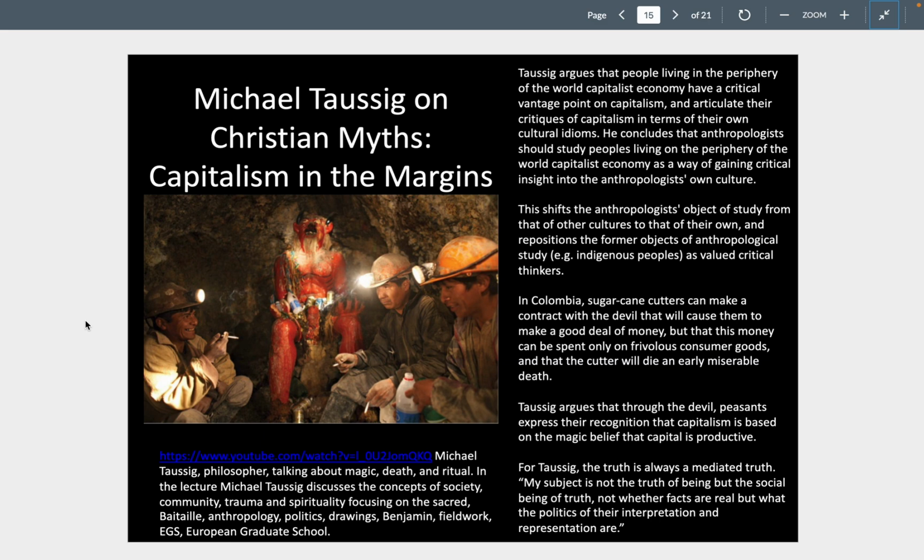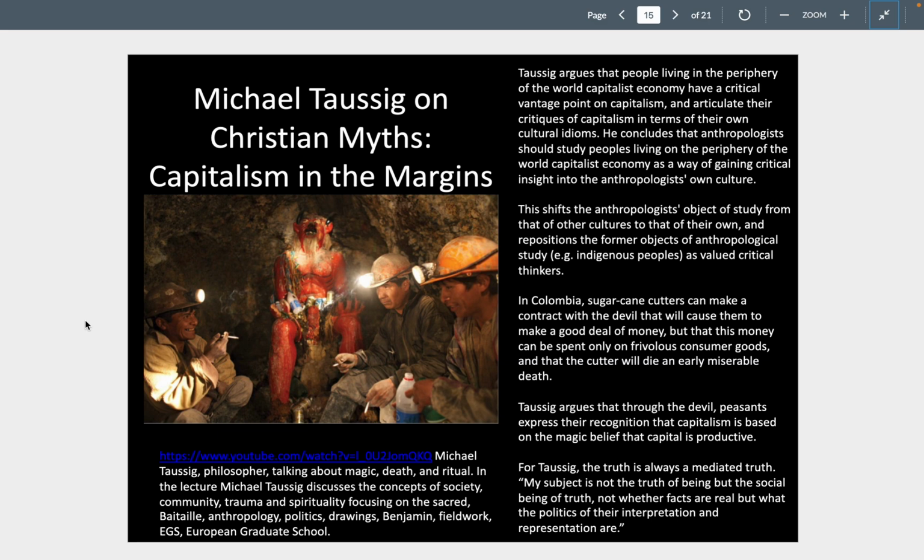So if you want to study capitalism and how it affects us, you should study people who are outside of the system and how they're beginning to view the system. And he cites that in Colombia, sugarcane cutters can make a contract with the devil that will cause them to make a good deal of money. But that money can be spent only on frivolous consumer goods, and the cutter will die an early, miserable death.